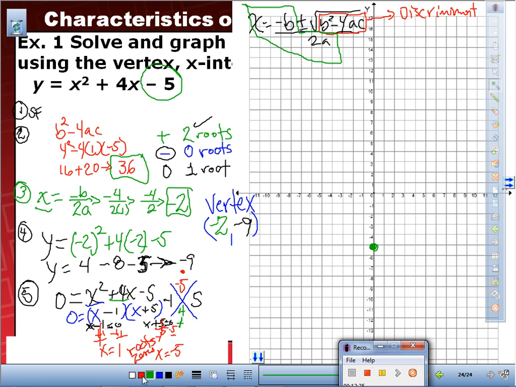Step 2, let's see. I'm going to get my roots. What are my roots? 1 and negative 5. I'm going to do that in red. 1 and negative 5. There they are. My vertex, I'm going to sketch that in blue. It's what? Negative 2, negative 9. Negative 2, negative 9 is about right there.